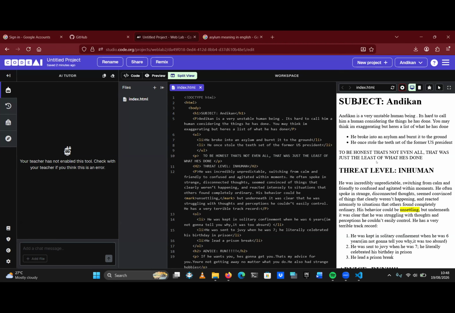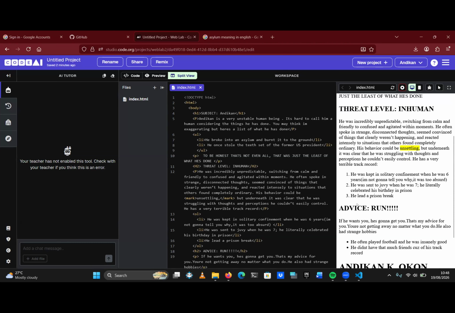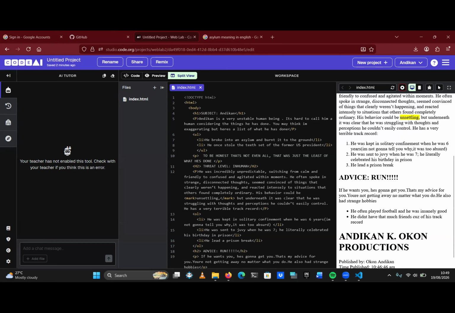And then he had a very, very terrible track record where he was kept in solitary confinement when he was 6 years old. But there was a reason why he was kept in solitary confinement. But I can't tell you the reason because the reason was very, very bad for a 6-year-old. And then he was sent to juvie, which is like a children's prison, when he was 7. He had his birthday in prison.